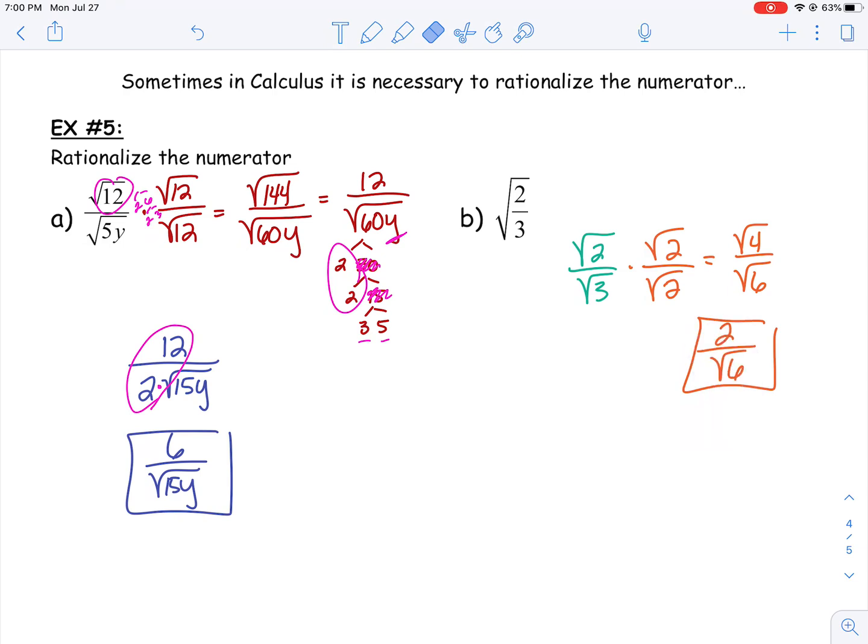I have 2 over rad 6. You can try to reduce or factor 6, but it only breaks down into 2 and 3, and then we don't have enough to bring out groups of 2, so I have to just leave it as the square root of 6. I have 2 over the square root of 6. I can't reduce either of those, so that would be our final answer there. We've just rationalized numerators, and now we've rationalized denominators.